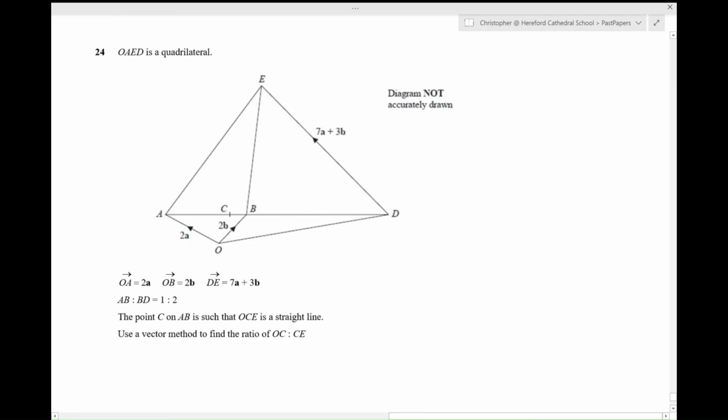Question 24. Right, I know this information down here, and I know that the ratio of AB to BD is 1 to 2, so BD is double AB. Let's start off by finding AB, and then doubling that to find BD. So AB, if I start on A, it's going to be minus 2A to get down to O, and plus 2B. So that's 2B minus 2A. So BD is double that, 4B minus 4A. Let's just write those in here. So this one is going to be 2B minus 2A, and this one is 4B minus 4A.